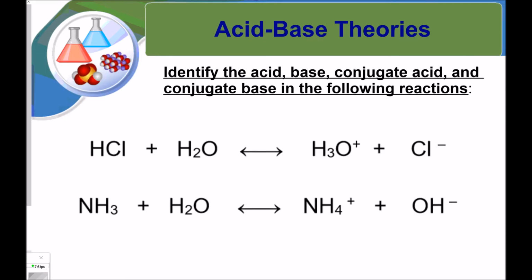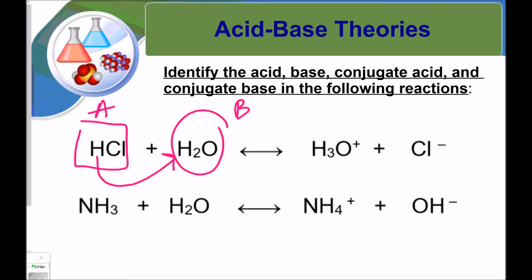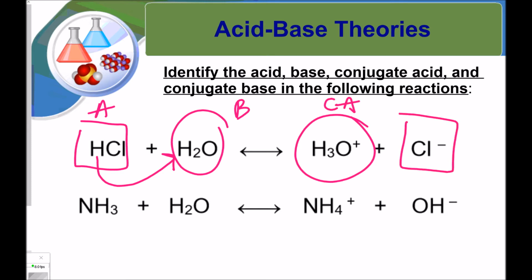Here are some real examples. This may help a little. We have our acid here, hydrochloric acid, and it's going to donate a hydrogen to water. So water is acting like a base here. If we look at our product side, this looks like water, so it looks like our base, but it has an extra hydrogen. That's a conjugate acid. Then we've got the chloride ion. It looks like our acid, but it's lost the hydrogen. That's our conjugate base. Okay, so go ahead and pause the video. Try the example at the bottom. When you get back, I'll explain the bottom example.